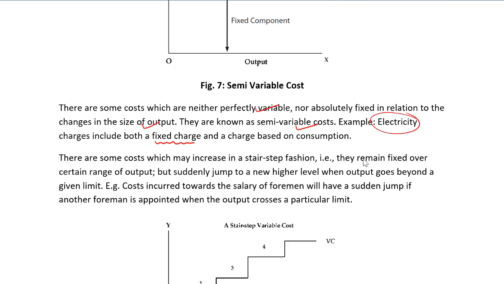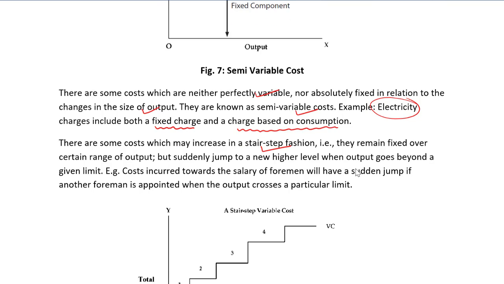And when you consume the electricity, that is a variable component. So you can say that electricity is a semi-variable cost, because even if you don't use electricity, you have to pay the fixed charge because you have taken the connection of electricity. If you use it, you also have to pay the variable charge. So fixed charge as well as variable charge will be incurred by you. So electricity is a semi-variable cost. There are some costs which may increase in a stair-step fashion.